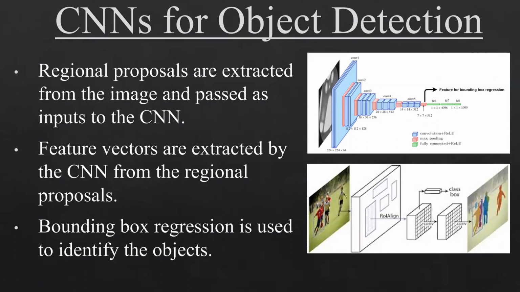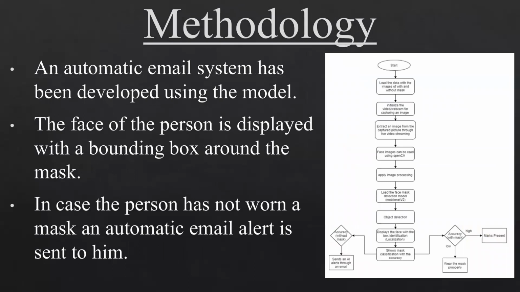matrices. Basically, it's just a matrix of numbers, and each number represents a particular feature. So you could have a 1D matrix to represent the edges of an object in the image. And then basically once you have the feature vectors, bounding box regression is used to identify the object. And bounding box regression just helps you draw a box around the object so you know what's being detected.